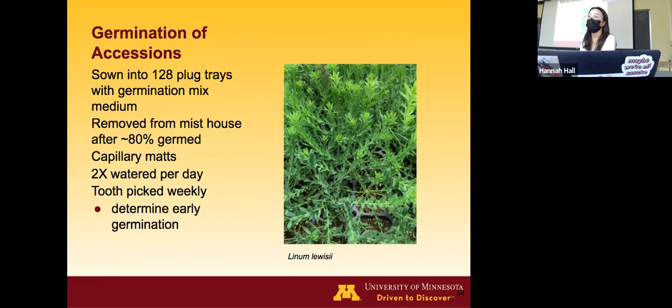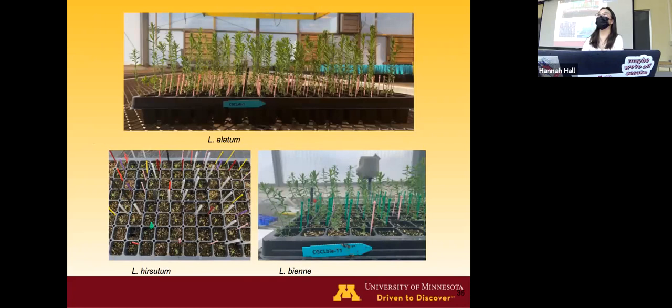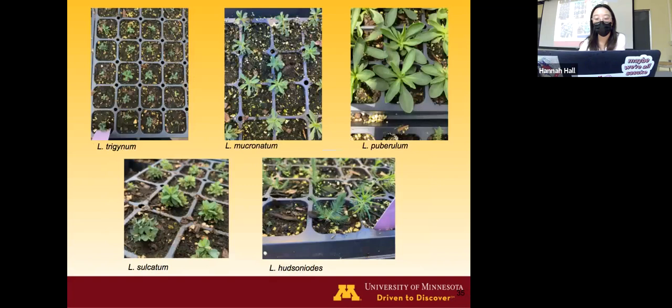So here are some images of our setup. So these are the size trays that we use. Here are some examples of the toothpicking that we do. And so later when we look at them, we can tell when each seedling germinated. And that makes it easier for selection later on. Here are some that are a little bit larger.